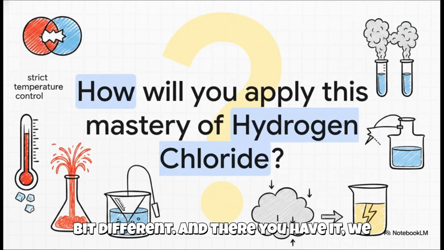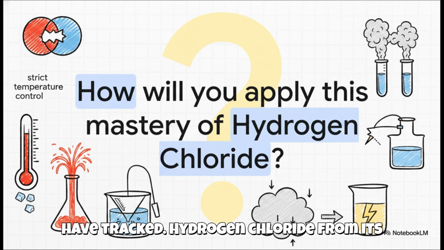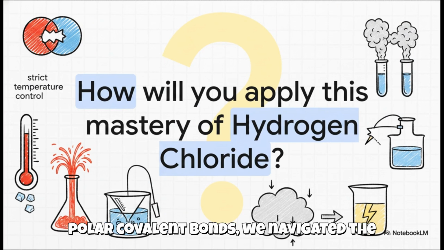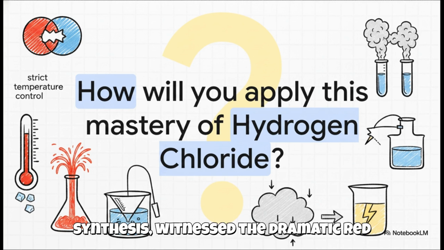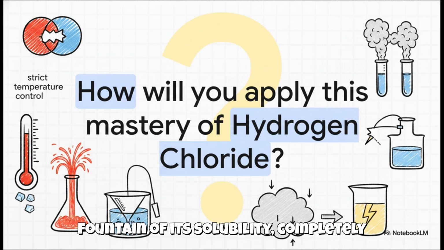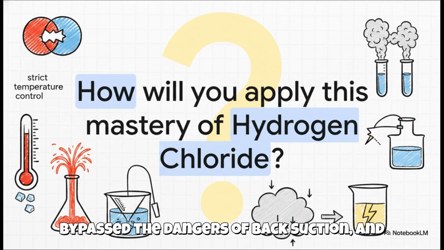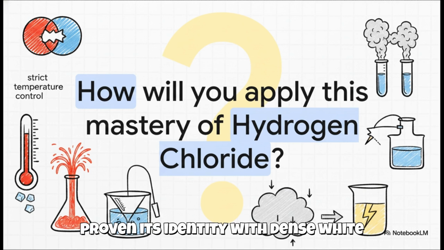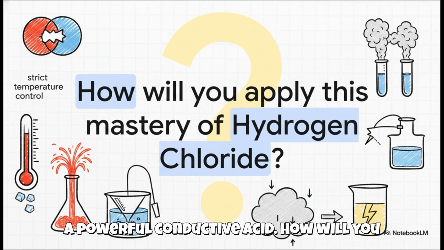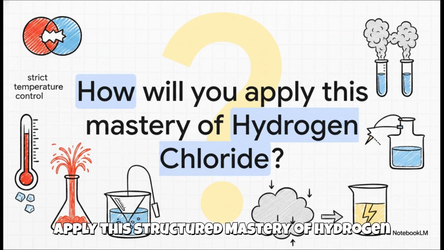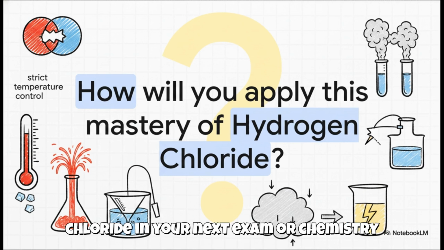And there you have it. We have tracked hydrogen chloride from its polar covalent bonds, we navigated the strict temperature controls of its synthesis, witnessed the dramatic red fountain of its solubility, completely bypassed the dangers of back suction, and proven its identity with dense white fumes. From an invisible, heavy gas to a powerful, conductive acid, how will you apply this structured mastery of hydrogen chloride in your next exam or chemistry challenge?